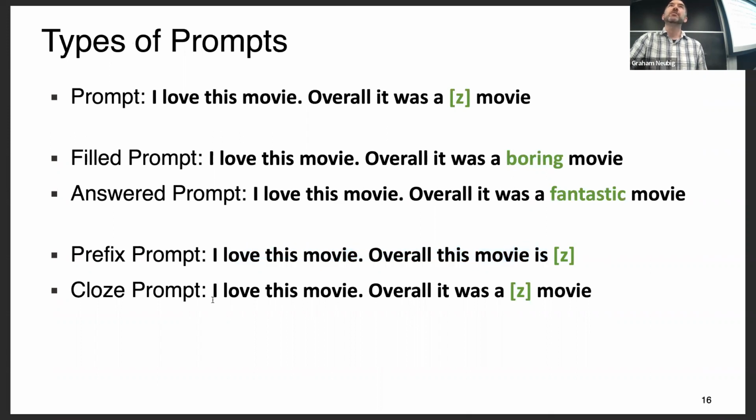On the other hand, a cloze prompt is something where Z basically happens in the middle. So you could have words on the right. And the nice thing is that this is a little bit more flexible. For example, in a prefix language model, you can only have "overall this movie is blank", and you couldn't express the fact that this is maybe a more natural framing of how you would say this in English.